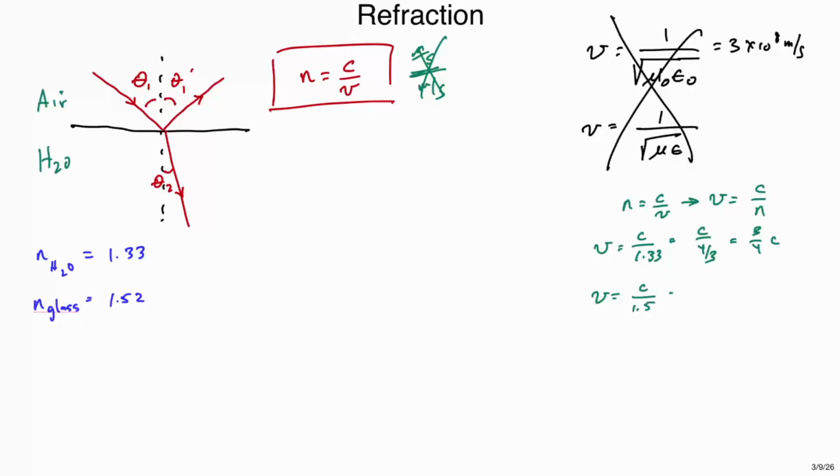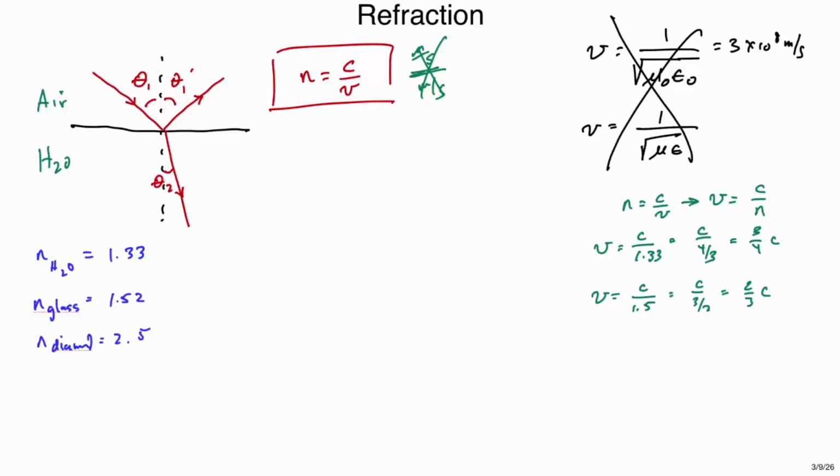I'll just round it. 1.5 is 3/2, right? So that's c over 3... so this turns out to be 2/3 the speed of light, again a slowdown. Diamond is one that always sticks in my brain for reasons we'll talk about later. We'll call it 2.5; it's like 2.47. So that one's got a pretty big index of refraction.